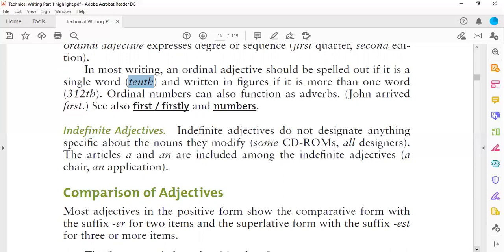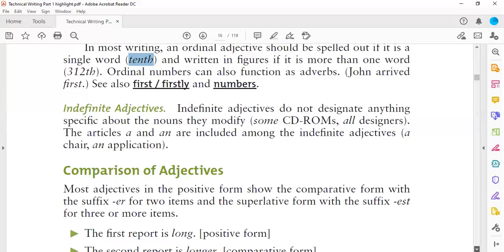The articles a and an are included among the indefinite adjectives. A chair, an application. When you say a chair, which chair are you talking about? I have a chair. Okay. Or I submitted an application. All right. Which application? So you're talking about something indefinite. Okay. But if you say I submitted the application and you add the, then this is a definite adjective. Okay. And then we have comparison of adjectives.